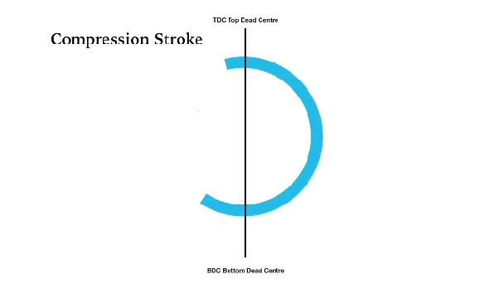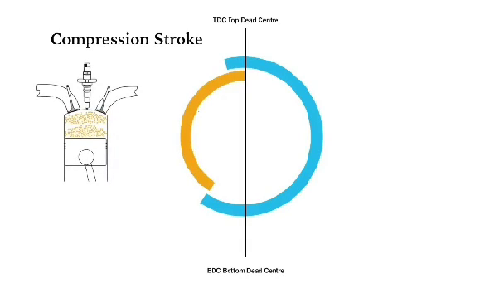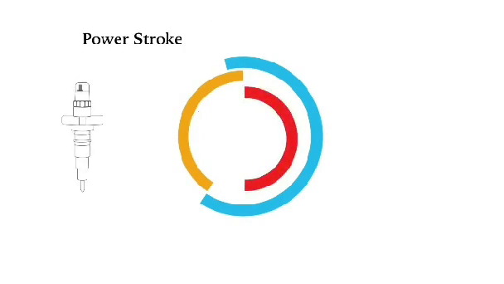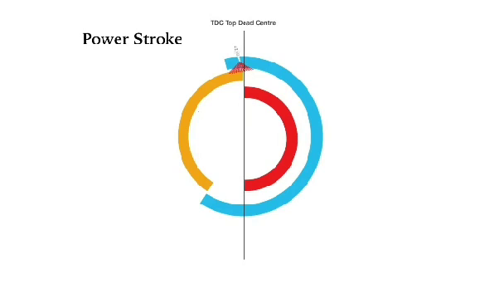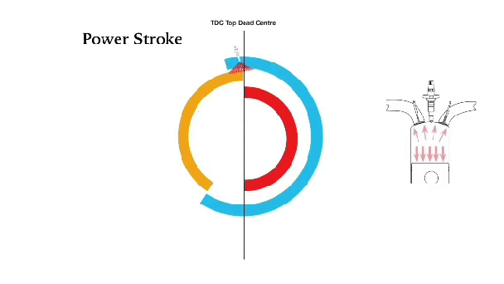Next comes the compression stroke. The piston is moving up. It begins about 25 degrees after bottom dead centre. Next, the power stroke, initiated by the injector, which fires just before top dead centre, just before the piston hits the top of the stroke.